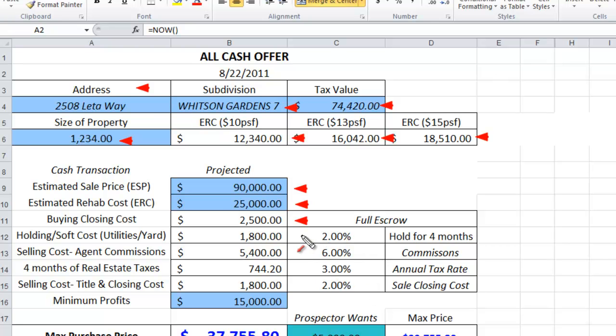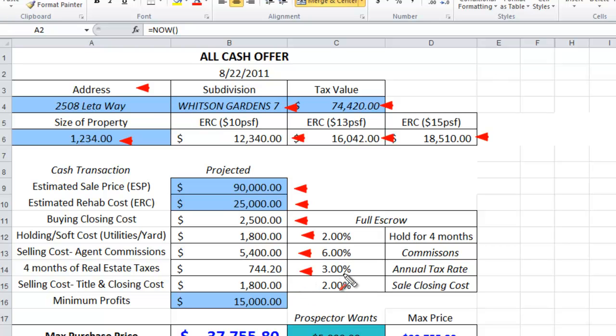Then here you have holding costs. The way we calculate the holding costs is 2% of the estimated sales price, the ESP. So what you have here is $1,800, and that is for 4 months. Then there's a 6% commission. Even though a lot of investors don't pay a 6% commission, they do budget in a 6% commission. So that's 6% of the ESP.